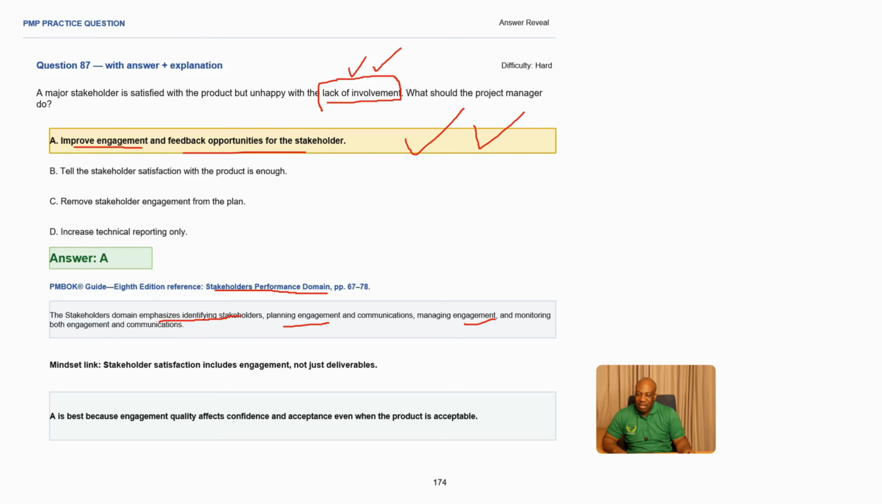The best mindset that you could apply here is stakeholder satisfaction includes engagement, not just deliverables, okay? So if you want your stakeholders to be satisfied, make sure you're always engaging them throughout the project, making A the best answer, because engagement quality affects confidence and also acceptance, even if the product is acceptable. So making A the best answer in this scenario.